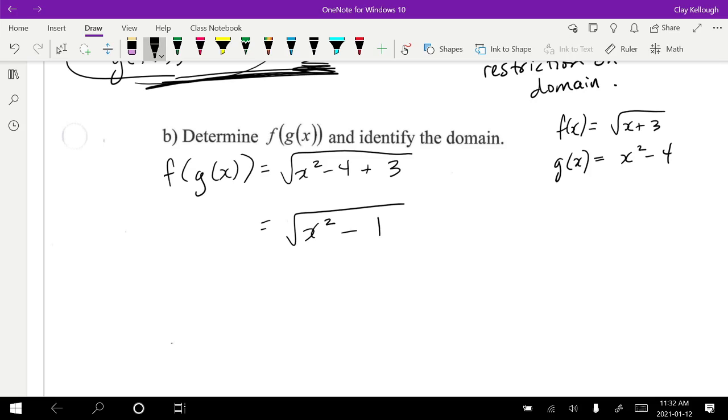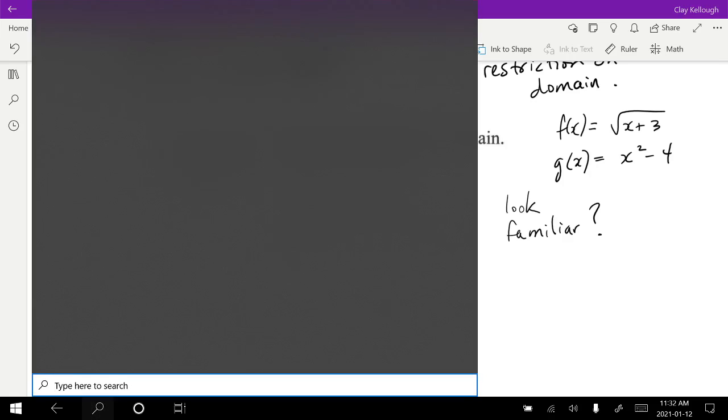So we're going to get the square root of x squared minus 1. And identify the domain. Well, once again, I might go to a graph, and I'm going to ask you, does this look familiar? Do you remember earlier this year we did a unit on square root functions? What happens when you square root a parabola? All right, let's go to Desmos and see.